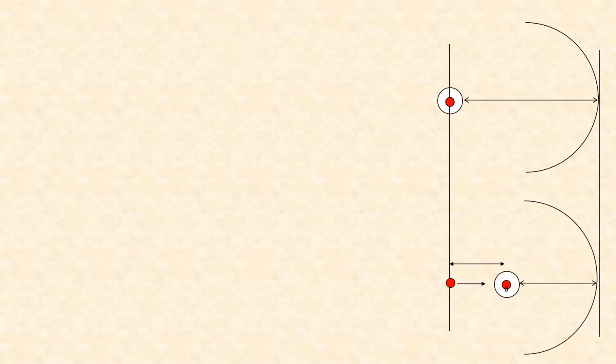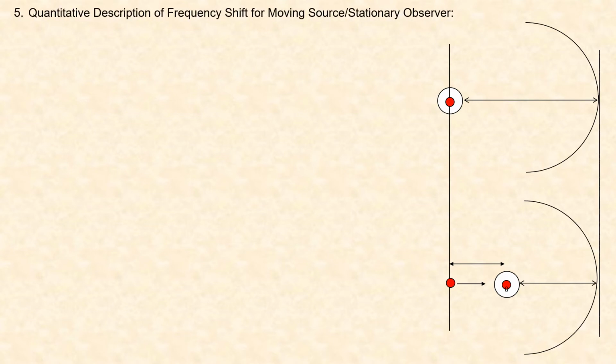So hopefully you see qualitatively why the frequency will change when the source is either moving towards or away from the observer. What we now want to do is come up with a quantitative description of this frequency shift, and we're looking at a case here where the source moves but the observer does not, so the observer is stationary. In a few slides, we'll also look at the case where the source is at rest, but the observer moves.